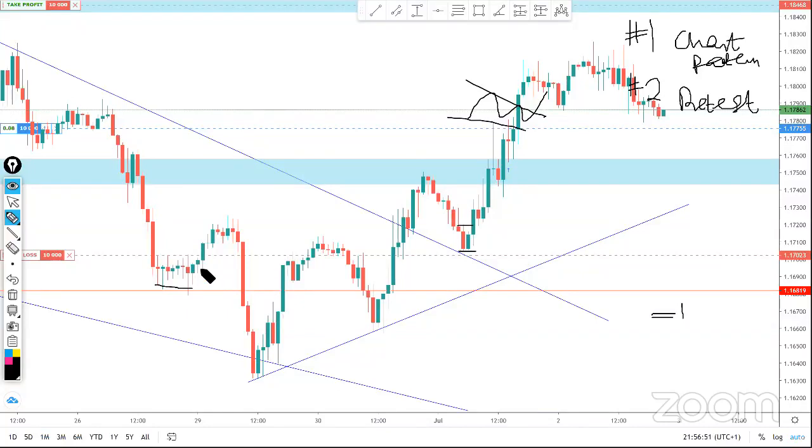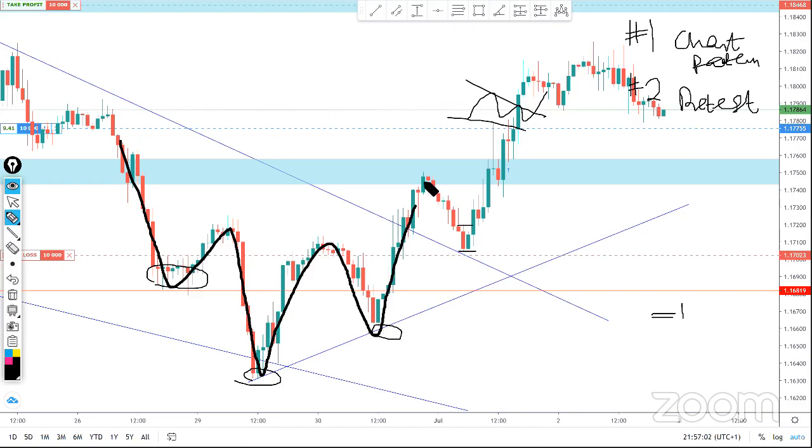Actually, we have an inverse head and shoulders right here. We have this right here. Okay, we have the neckline right here. This is the neckline. And then we have the retest right here of this narrow bearish channel, narrow wedge. So I have to wait for price to make a pull upward.